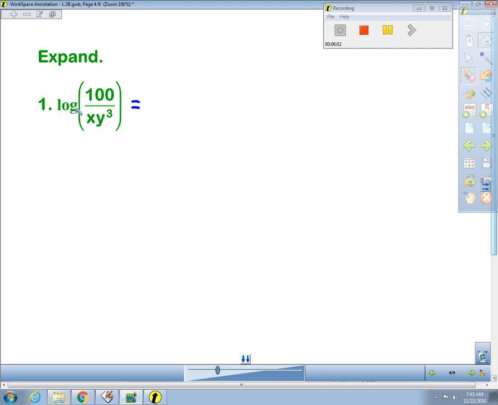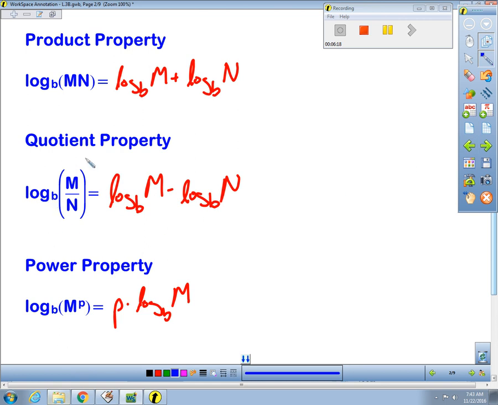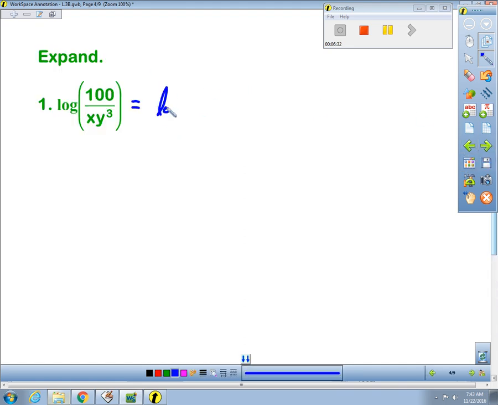The big thing I see in this logarithm is division. I have 100 over xy cubed. So I think, what does my property tell me about division? If I have a quotient, if I have division inside a logarithm, I can split it into the difference of the log of the numerator and the log of the denominator. Okay. So I'm going to split this to be the log of 100 minus the log of xy cubed. Does that make sense? Okay. It should, based on the property that we know.